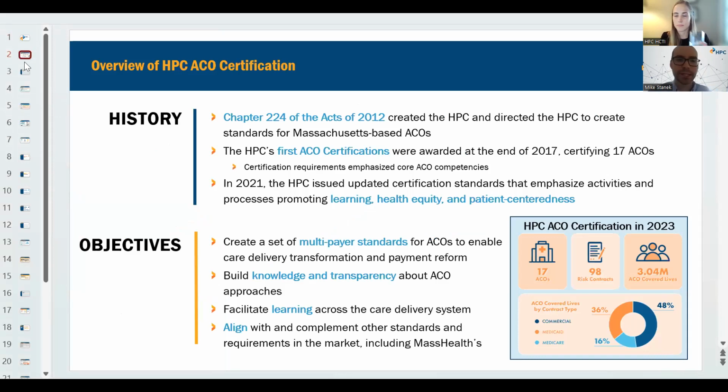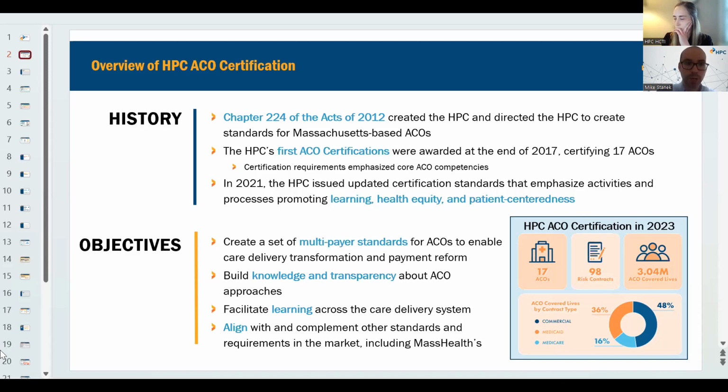So before we dive into our main topic today, we did want to take a few moments to refresh folks on the basics of the HBC's ACO certification program. ACO certification is written into the landmark 2012 state cost containment law that created the Health Policy Commission. Given the proliferation of risk contracts and ACO programs over the past decade or so, the certification program exists to create a set of multi-payer standards. That is to say, standards not tied to any particular payer, contract, or market segment, as a means of enabling care delivery transformation. To that end, we do strive to make sure that our standards align with and complement other requirements that exist in the market as much as possible.